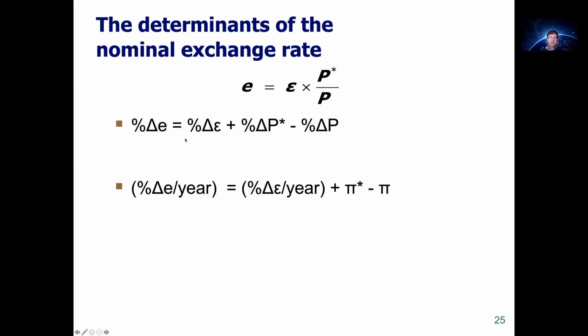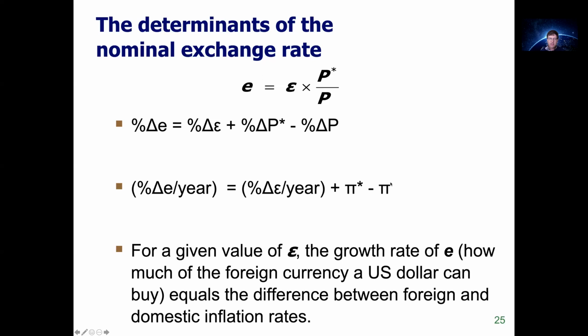So if we do those changes over 1 year of time, then the growth rate of the nominal exchange rate equals the growth rate of the real exchange rate plus inflation in the foreign country minus inflation in the US. So for a given value of epsilon, the growth rate of the nominal exchange rate equals the difference between foreign and domestic inflation rates.